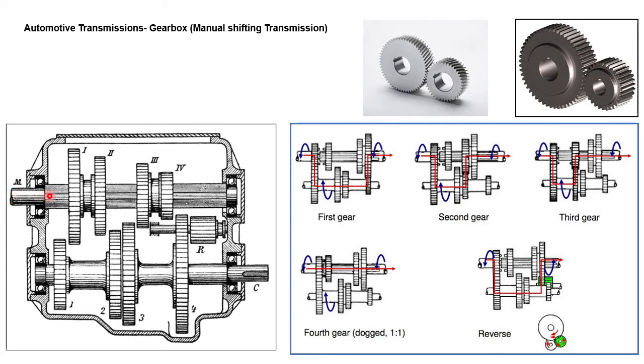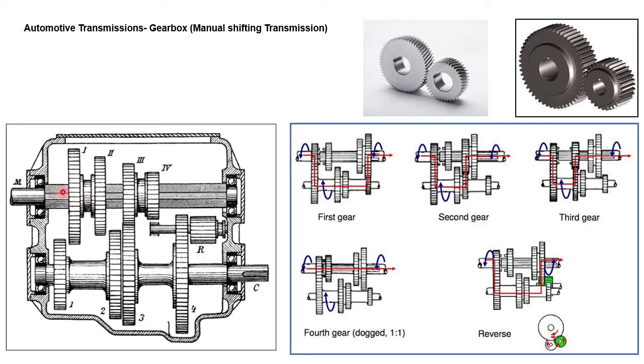The drive is coming here. This is having the external splines. The gears are sliding here, and this is the counter shaft, right? This is the additional idler wheel used during the reverse gear engagement. So engaging an idler wheel changes the direction of the output shaft.